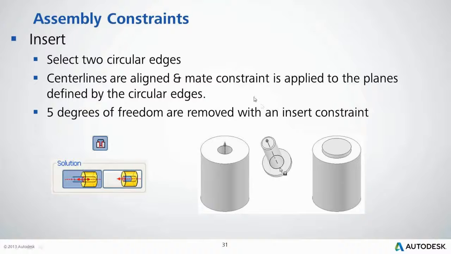Then we have the insert constraint. The insert constraint is a great tool to go back and use if you want to assemble two circular components. So for example, I want to place in a bolt or a pin into a hole. So simply by selecting two circular edges, Inventor is going to align the two circles and align them centered. And the only thing that the component will be able to do when we're done is rotate.